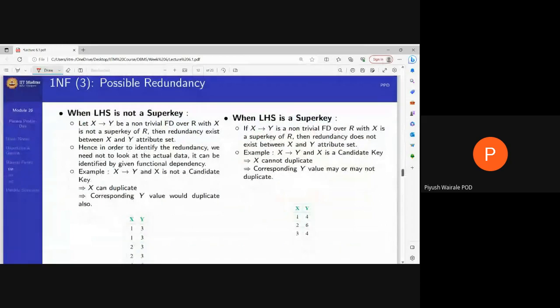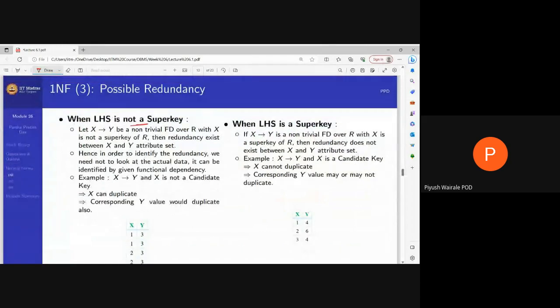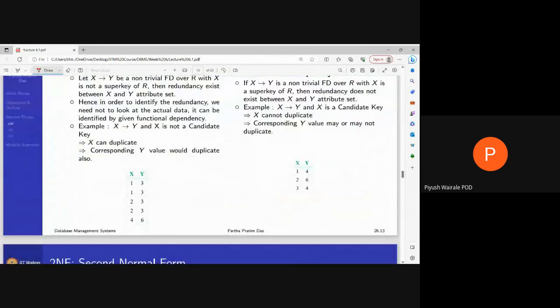So you can see possible redundancies if the left hand side is not a superkey, right? If the left hand side is not a key, then it will have multiple values. It can be a duplicate, so 1313, so it will lead to redundant data, right?